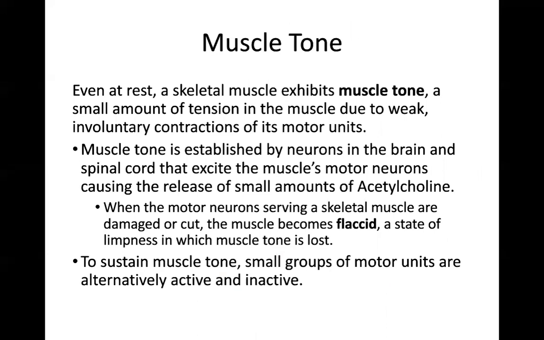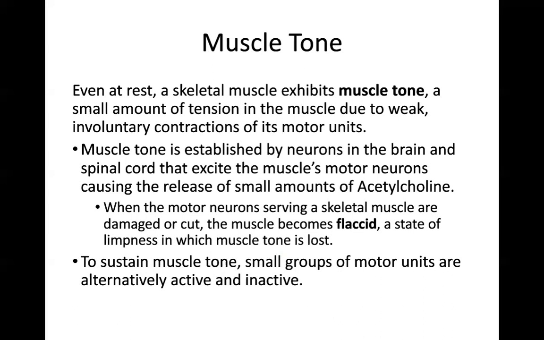Something that we've also talked about before, thinking back to the nervous system, was this concept of muscle tone, which states that even at rest, a skeletal muscle exhibits muscular tone, a small amount of tension in our muscles due to weak involuntary contractions of its motor units. This kind of goes against what we've been talking about, that skeletal muscles are voluntarily controlled, but there are also these involuntary muscular contractions taking place in our muscles, even when we feel like they are nice and relaxed. It is established by neurons in our brain and spinal cord, resulting in excitation of the muscle's motor neurons that cause the release of small amounts of acetylcholine.